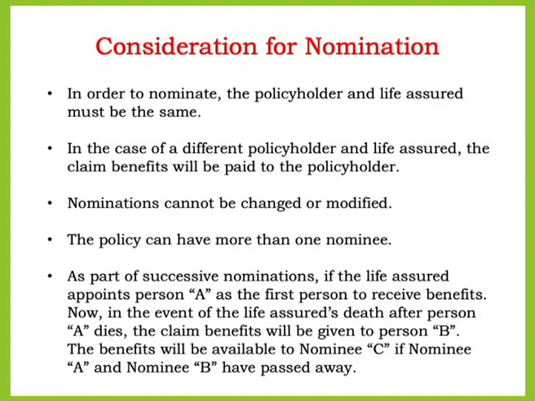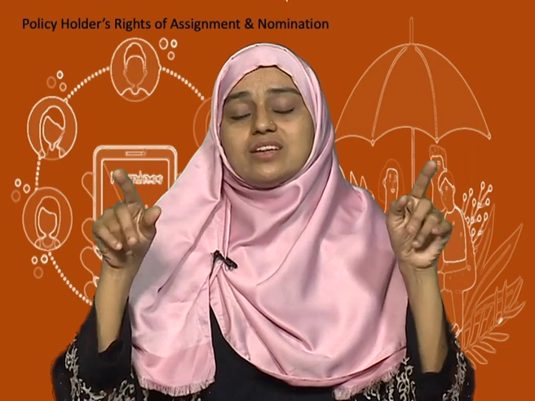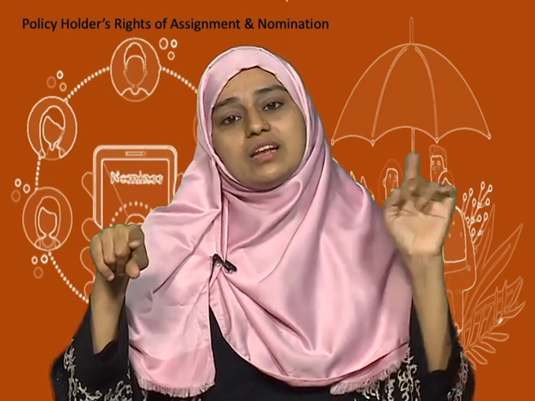Now whenever a nomination has to take place, in order to nominate, whoever is the policy holder and whoever is the life assured, both of them must be the same. Say for example, sometimes I take a policy in the name of my parents, but the life assured is my parents. So here the policy holder and the life assured are different. In such a case, in order to nominate, the policy holder and the life assured must be the same. In case of a different policy holder and life assured, the claim benefits will be paid to the policy holder. Whoever is the policy holder, the benefits will be paid to them only.